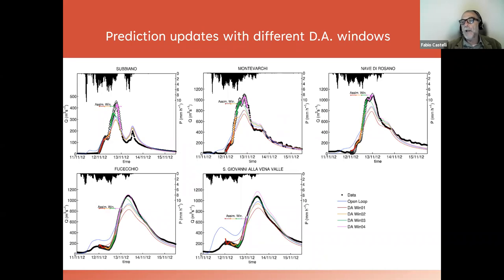Of course, here we are talking about prediction. So we want to improve the capability of predicting, at least toward the outlet, to improve the prediction of the peak flow before that occurs, okay? So assimilating river discharge before the arrival of the peak. And of course, you have different performance and you expect to have better prediction as you start assimilating more and more as the flood wave develops.